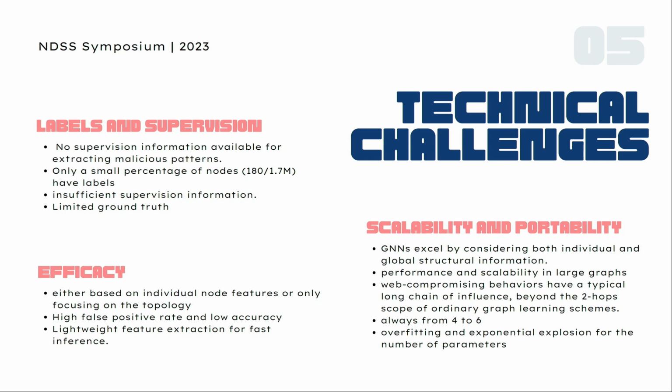And also the ground truth for compromise is very hard to find, right? And existing web page or web domain analysis is either based on individual node features or only focuses on the topology. So they will have low accuracy and a high false positive rate.